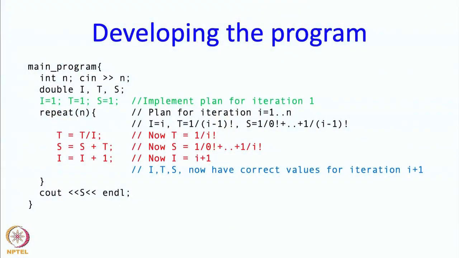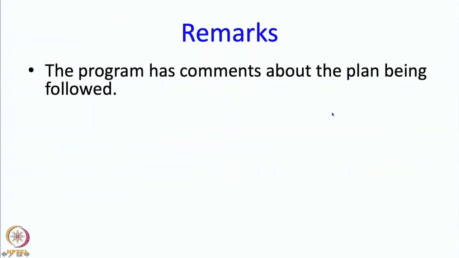Now in this program we put down some comments about what plan we are going to follow. These are the black lines over here. These two lines tell the user what our plan is. This is absolutely necessary. If somebody else is reading your program, they should know this, and if they know this, it will be much easier for them to follow what is going on.